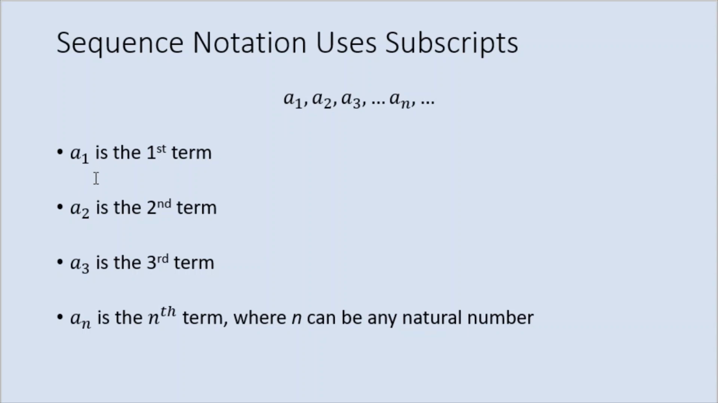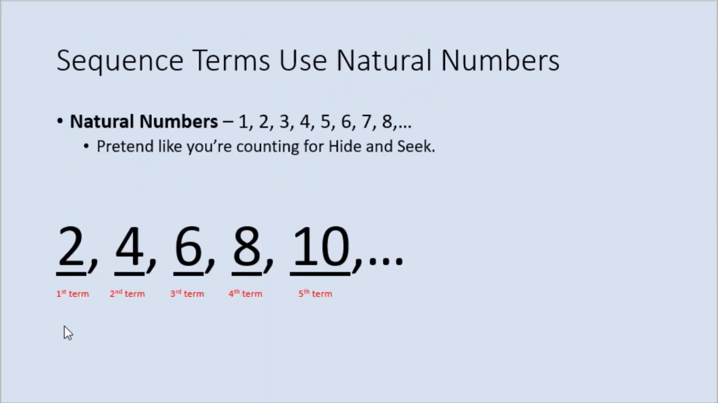So here I wrote A1 is the first term, A sub 2 is the second term, A sub 3 is the third term, A sub n is the nth term, where n can be any natural number. A sub n usually refers to any term in the sequence, and we will cover that more in later videos. So just real quick, another way to write these term numbers here is like this.